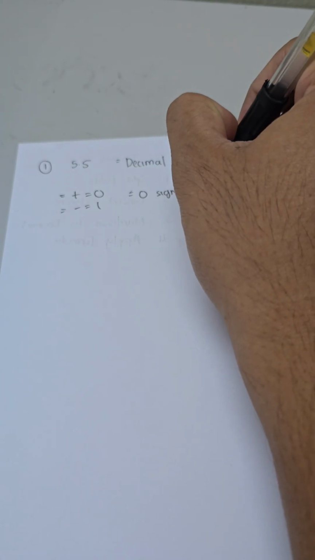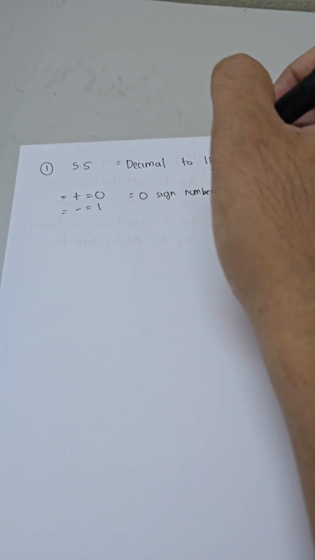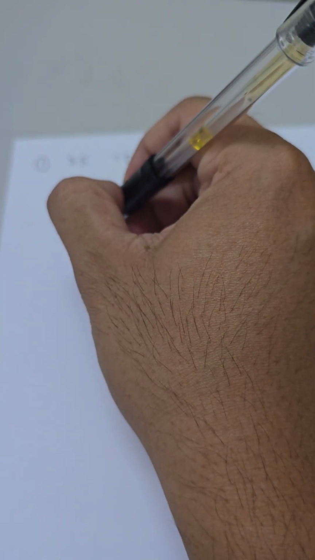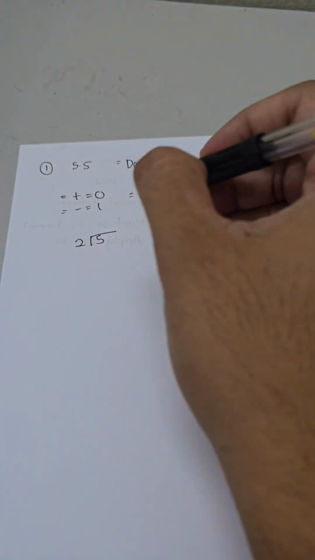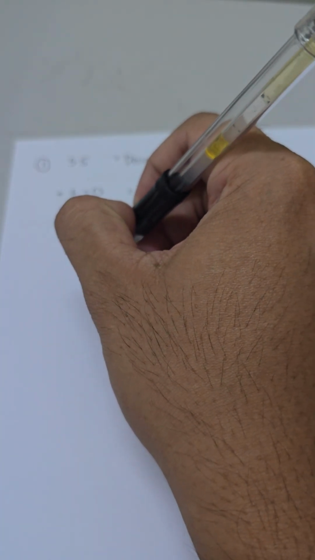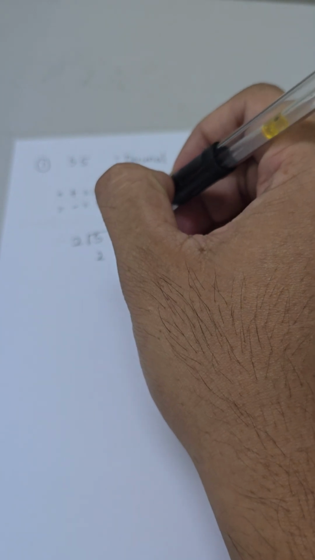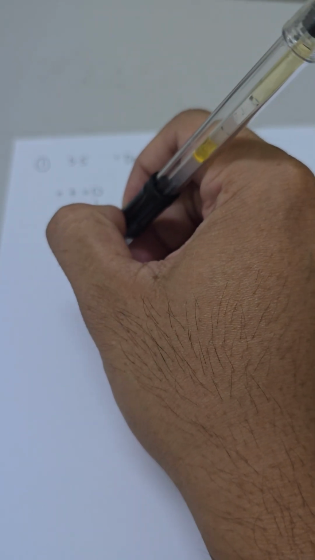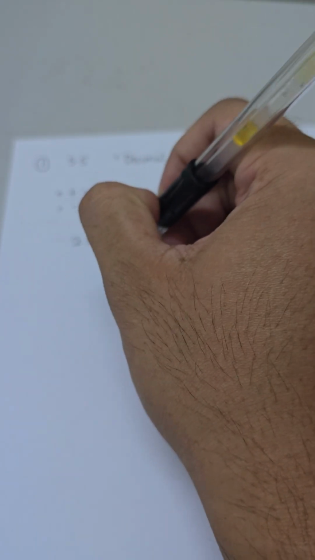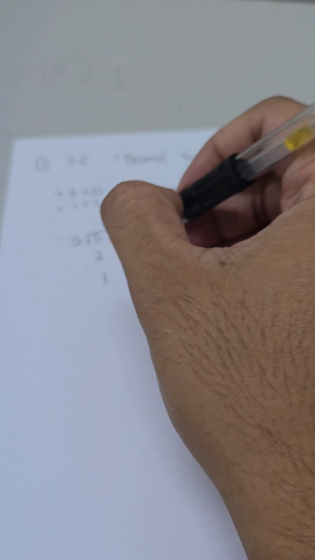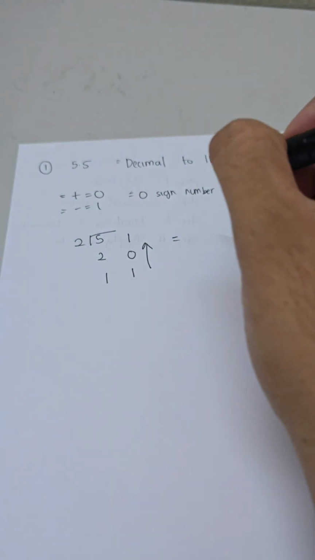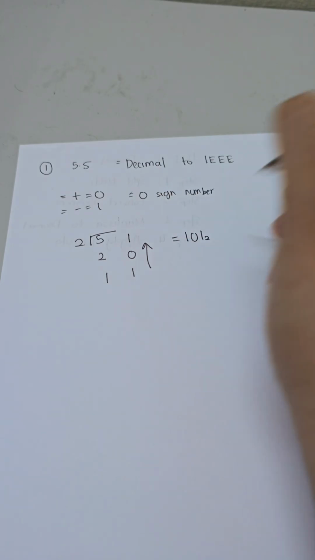And then for the second step, we must convert 5.5 into a binary number. So how to convert? We take the 5 first and divide it by 2. 5 divided by 2, we get 2 with the remainder of 1. We divide 2 again, we get 1 with remainder 0, and we divide 1 by 2, we get 0 with remainder 1. So reading from downward to upward, it gives us 101 in binary.